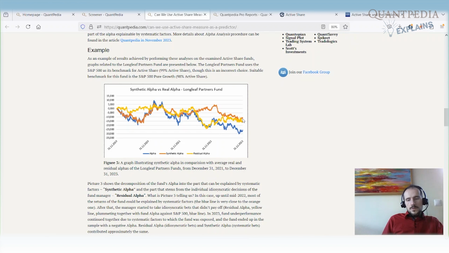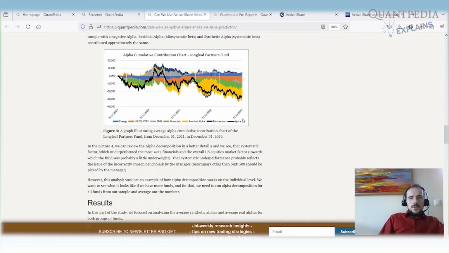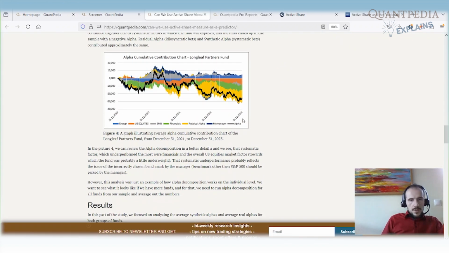So it means because of the systematic factors, and how much was because of the residual alpha, or because of the stock picking bets by the manager, so by idiosyncratic bets. That didn't pay off. So this is how it looks. What we can do is that we can even dig deeper. So we can take a look at how those residual alpha and synthetic alpha are divided.